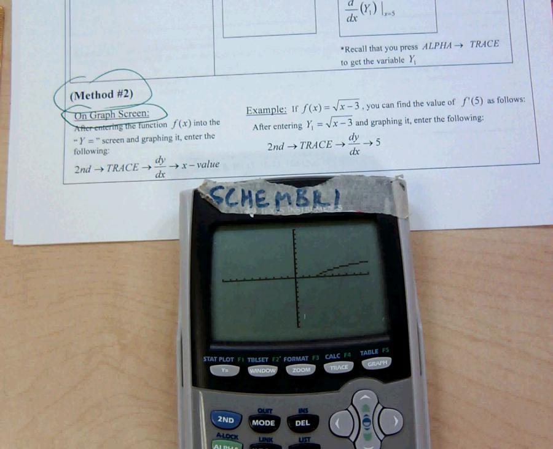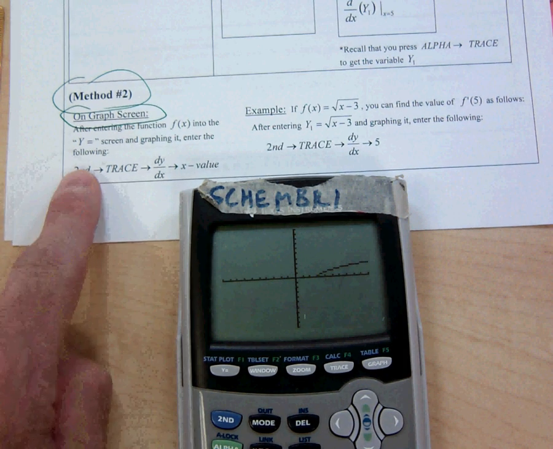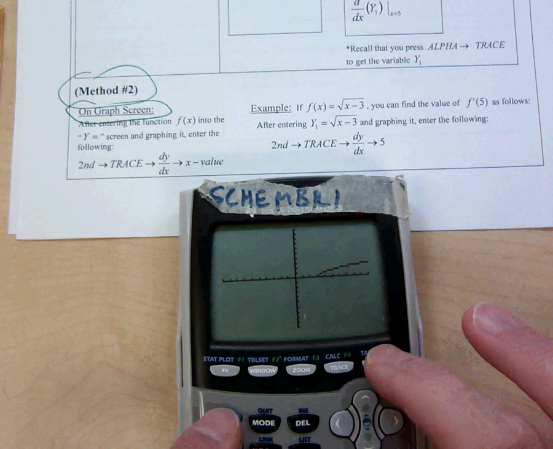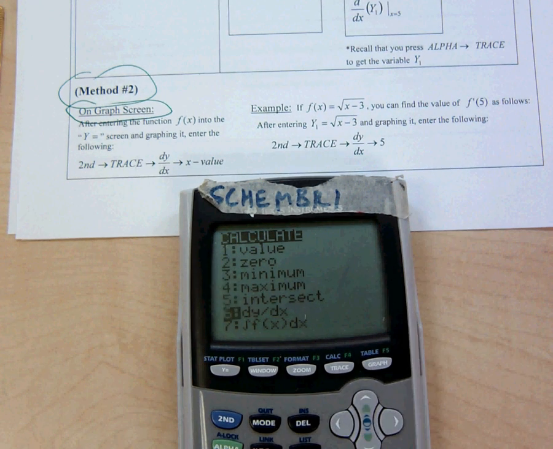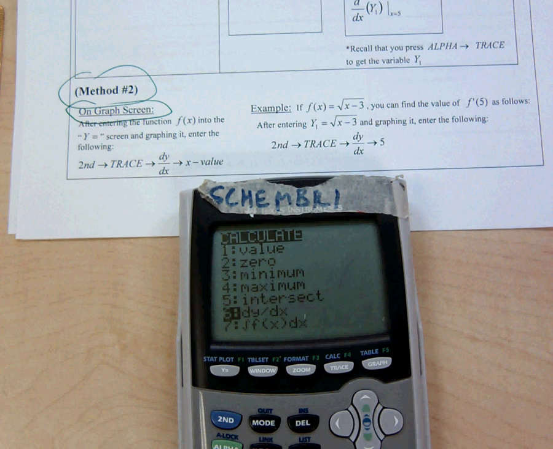Okay, I want you to hit what? Second, trace, and go down and choose what? Number 6, which is dy over dx, which is obviously the derivative, right? Following?